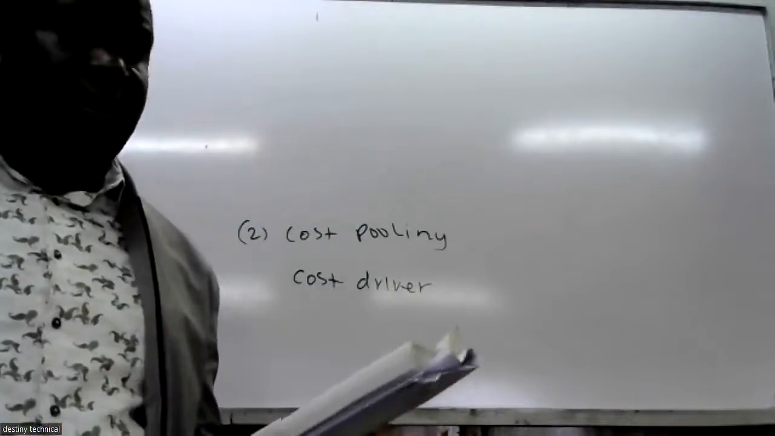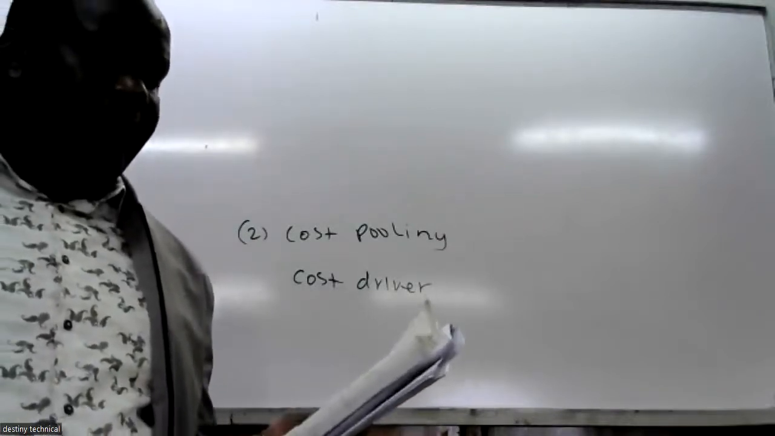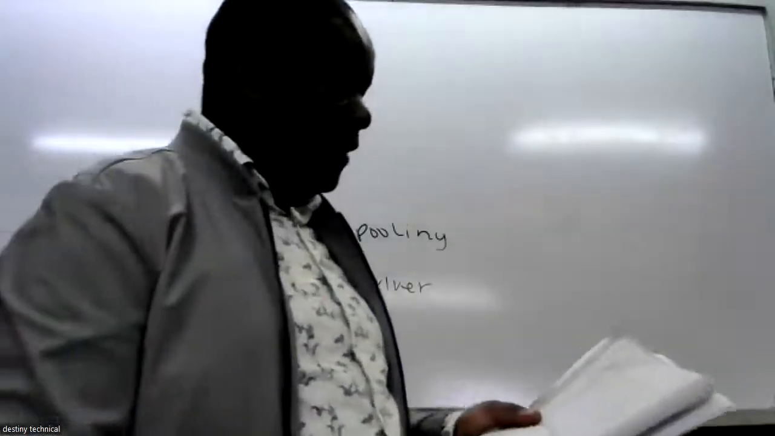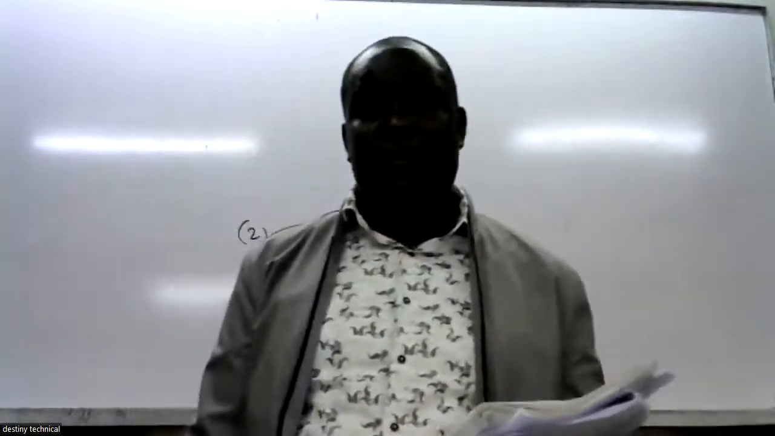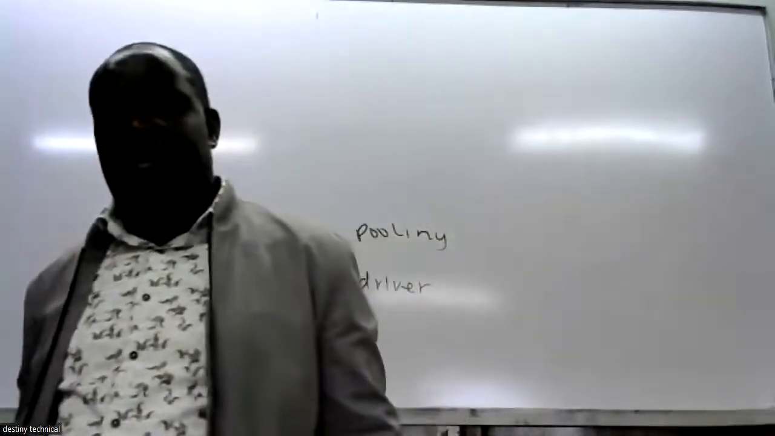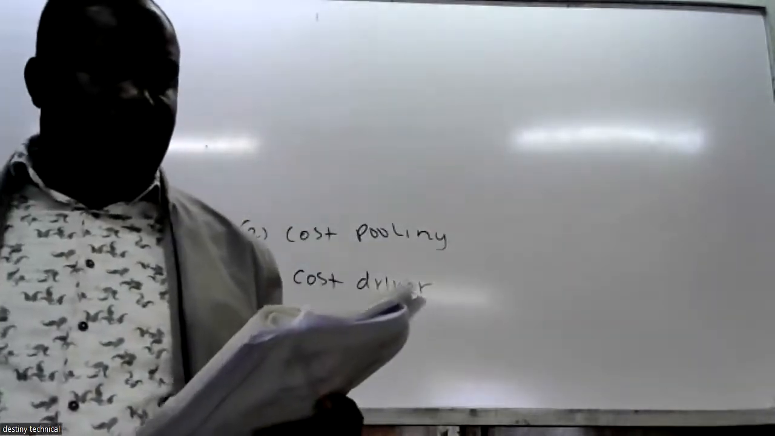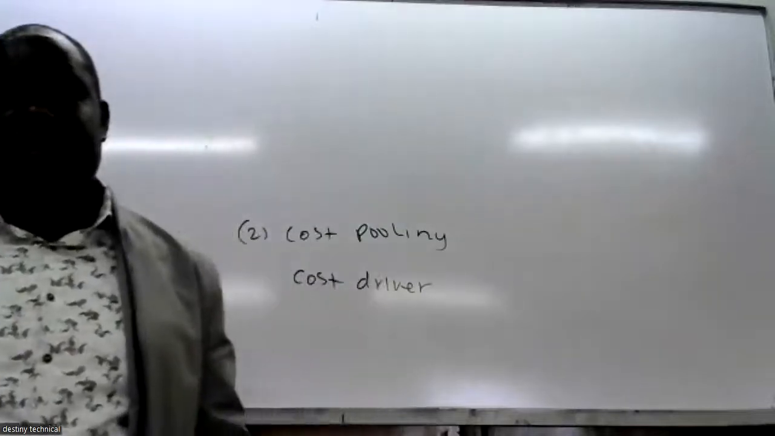Then number 6 is that ABC provides a more useful financial measure than the traditional method, by apportioning the overheads in terms of the activities.